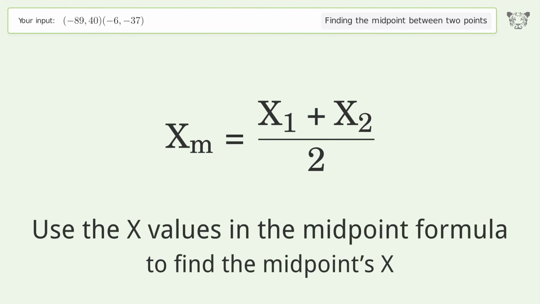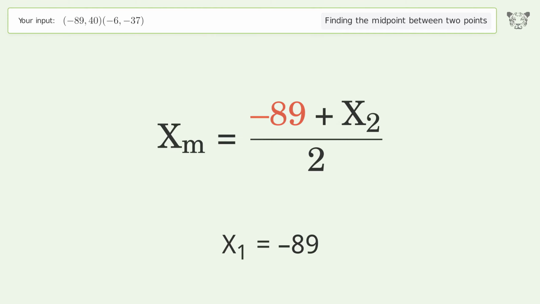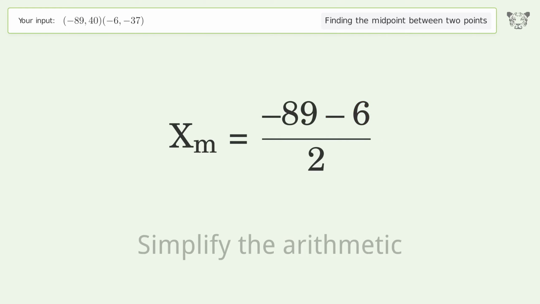Use the x values in the midpoint formula to find the midpoint's x. x1 equals negative 89. x2 equals negative 6. Simplify the arithmetic.